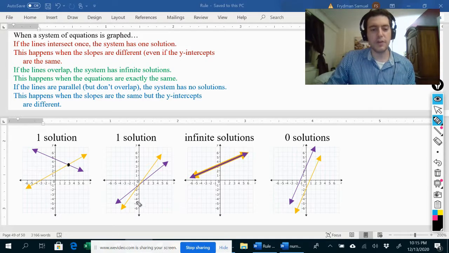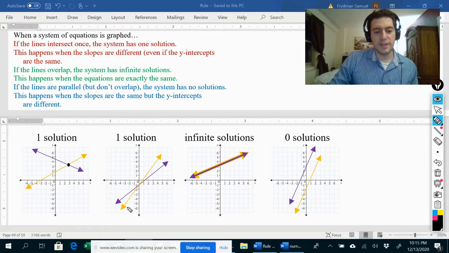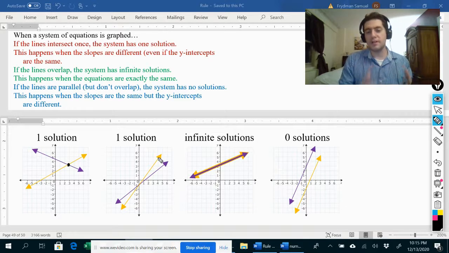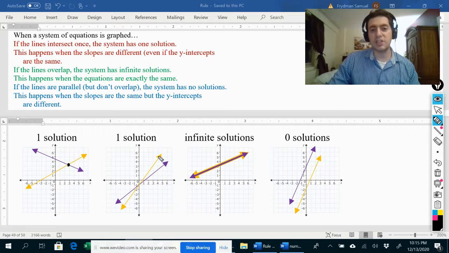For this example over here, both of the slopes are positive. As we move from left to right, both of these lines are going up. But that doesn't mean that the slopes are the same. Clearly, this yellow line is steeper than the purple line, so this yellow line has a greater slope, okay? But really all that's important is that the slopes are different somehow. And we can see, since the slopes are different, these lines will intersect at one point, okay?